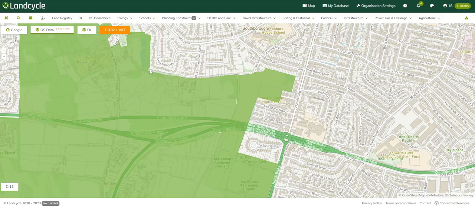So I think what I'm trying to say is it's very important that local authorities consider valuations when they're making their site allocations decision-making process.